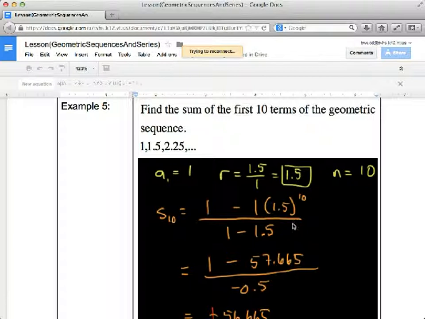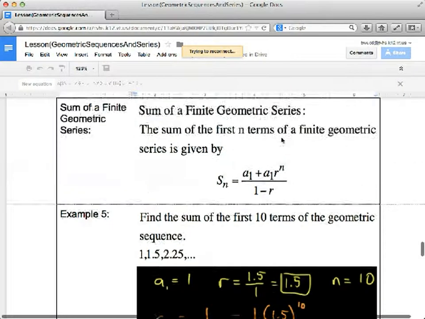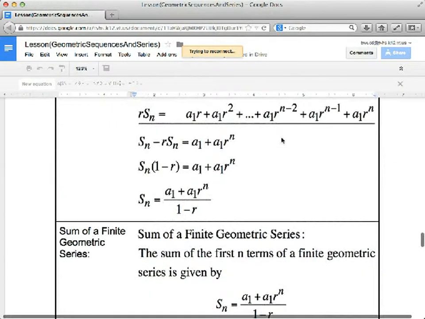Why is that 1.5 raised to the 10th, not 10 minus 1? Because in the formula it is raised to the nth power. If we look at the derivation, that was done wrong.